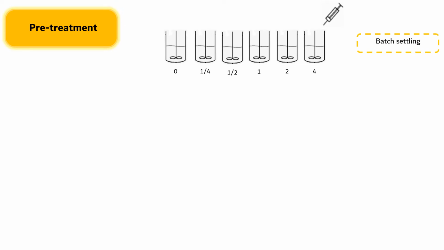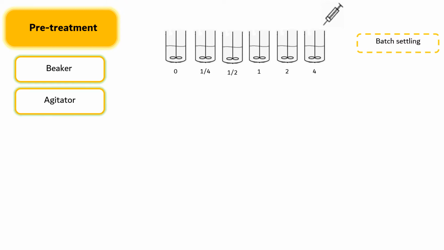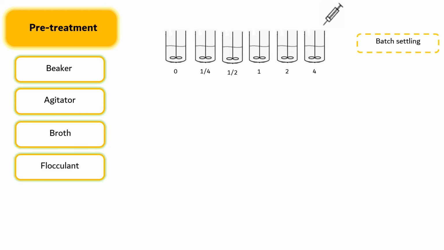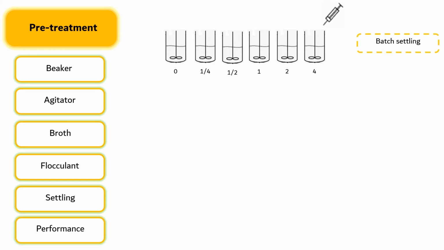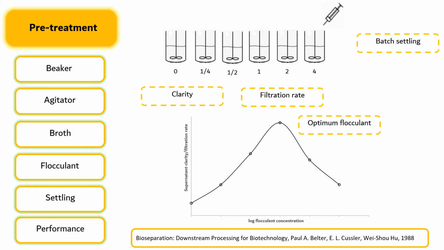Pretreatment. We can easily compare different pretreatments with a simple batch settling test. We fill a series of beakers of uniform size, equipped with slowly moving agitators, with equivalent quantities of broth. We add increasing quantities of flocculant to the beakers, and after an arbitrary time, we allow the treated broth to settle. Then we measure a certain criterion of flocculation performance, such as supernatant clarity or filtration rate. Most often, we can obtain an optimum dosage of flocculant to use in the filtration process.